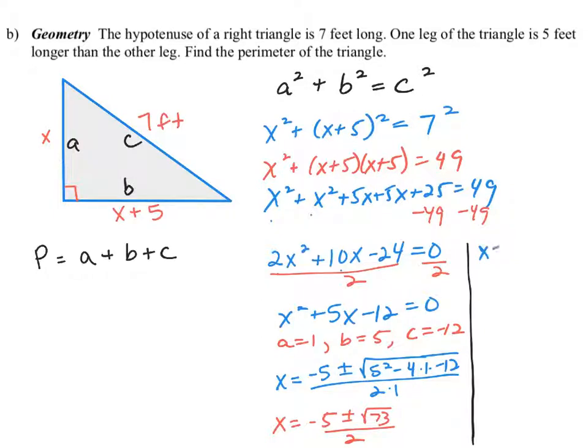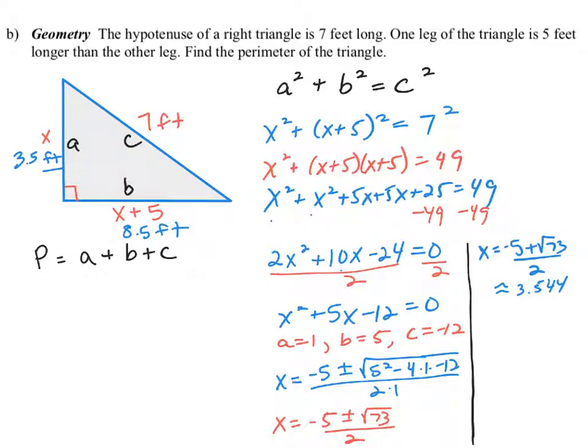Let's look at what happens when we do the plus. The -5 plus the square root of 73 over 2. That results in a positive number, which is approximately 3.544. So we can say that that leg of the triangle is x, which is equal to about 3.5 feet. And then the b, it would be 3.5 plus 5, so that would be about 8.5 feet.